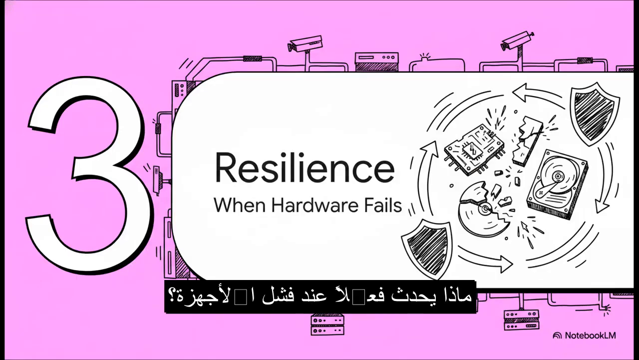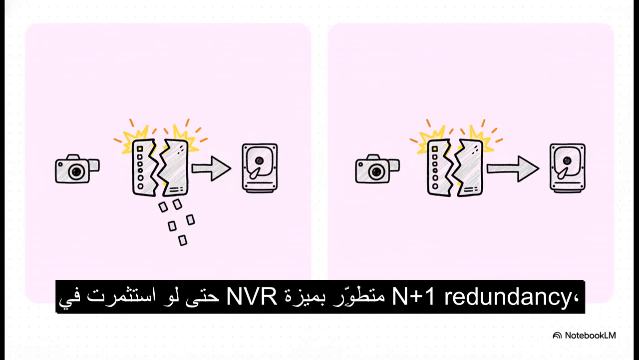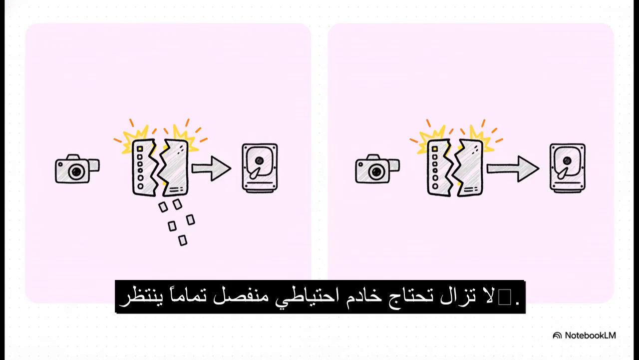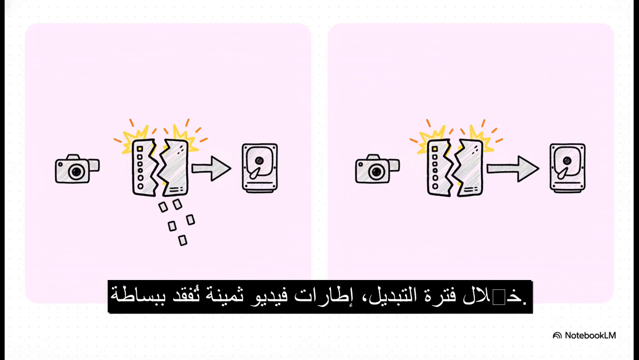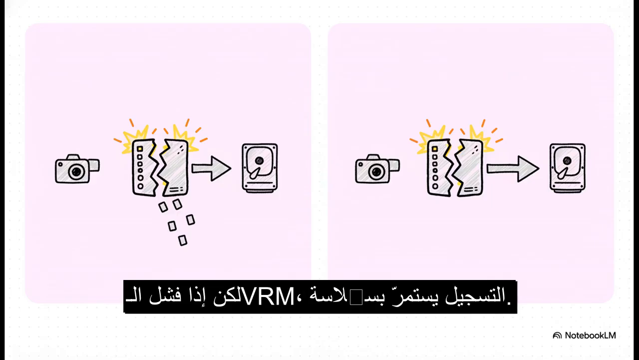Section 3, Resilience. What actually happens when the hardware fails? Well, even if you invest top dollar in high-end NVRs with N+1 failover redundancy, you still require a completely separate standby server sitting there waiting. And here's the kicker. During that switchover period, valuable video frames are simply lost. But if a VRM fails, the recording just seamlessly continues.